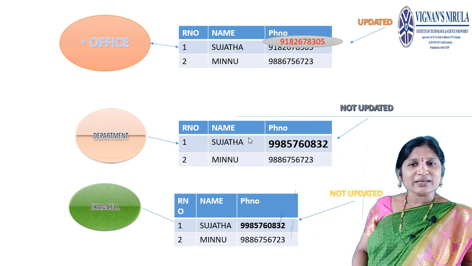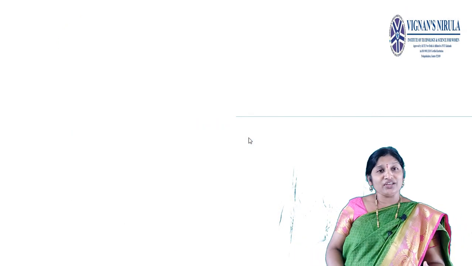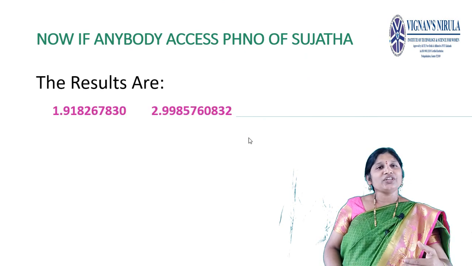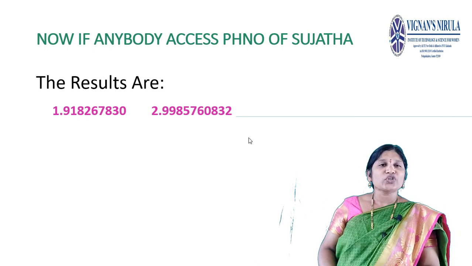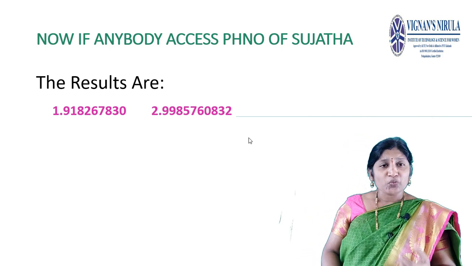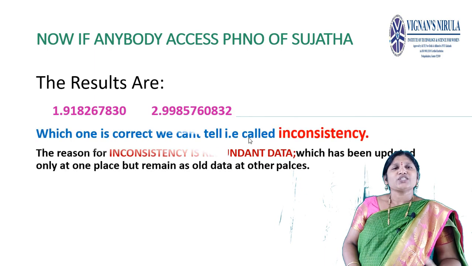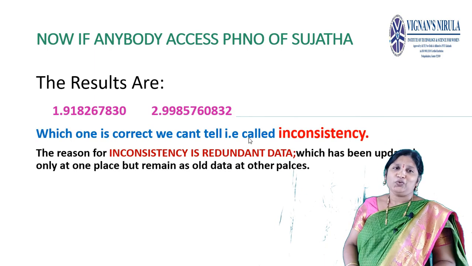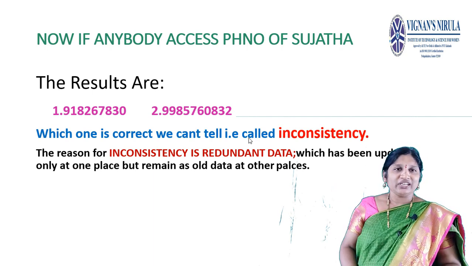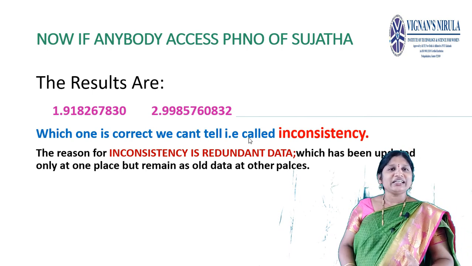What will happen? When anybody asks what is the phone number of Sujata, we have 2 results. The first is the phone number from the office, the second is the phone number from the department or exam cell, because those 2 have the same one. Which of them is correct? We can't definitely identify which one is correct. Because I am telling you it has been updated, we can know. But as a user, which is the correct one and which is the incorrect one, we cannot identify. So this is the problem that comes from redundant data.